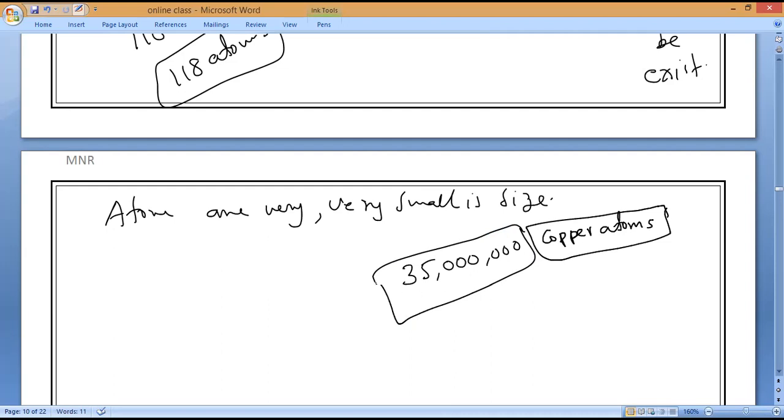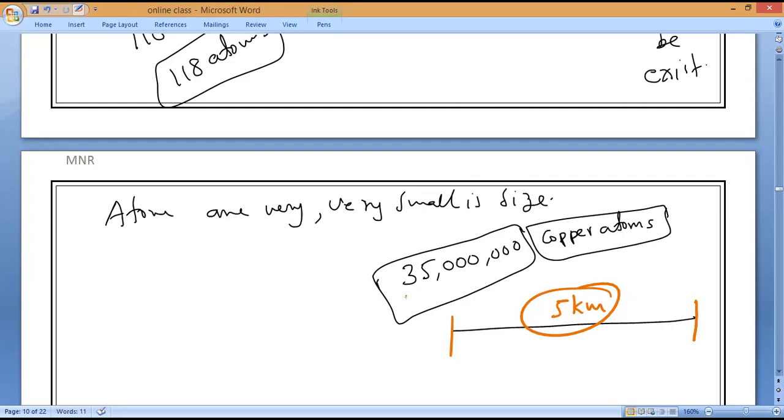Imagine 3 crore 50 lakh people standing in a line. How many kilometers will it come to approximately? Your guess, your estimation. At least a minimum of 5 kilometers will come, even if you stand very closely, more than 5 kilometers. That is just an example.